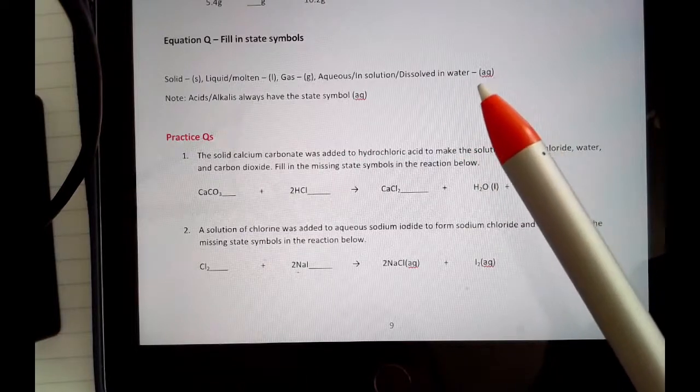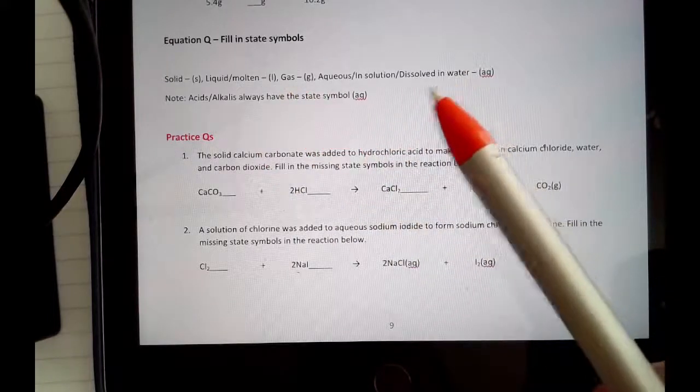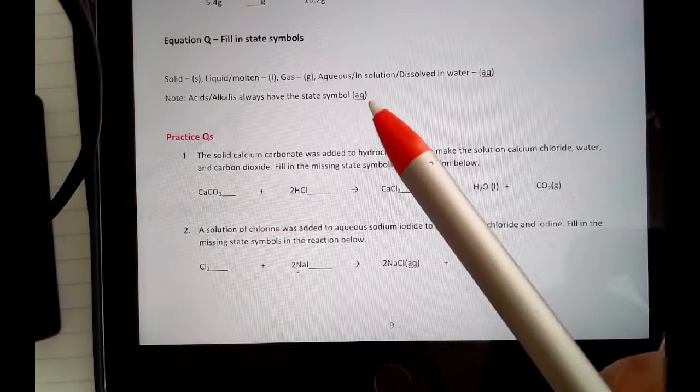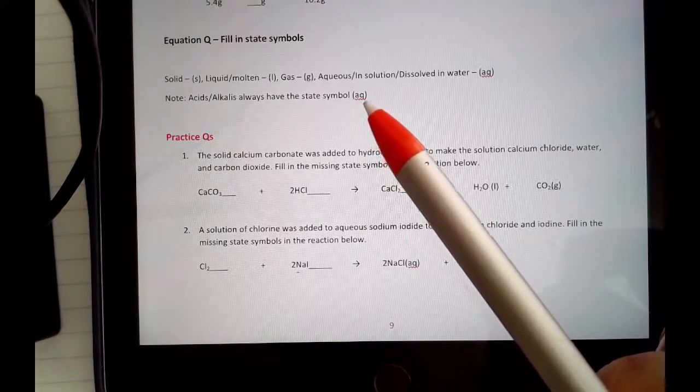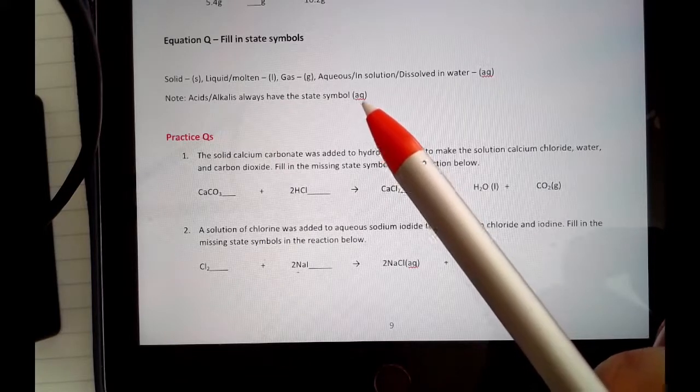And then for AQ, if they use the word aqueous, solution, or dissolved in water, you will use the state symbol AQ. Sometimes they'll tell you if something's a solid, a liquid, or a gas. Sometimes they'll expect you to know. In the case of acids or alkalis, they will always have the state symbol AQ. So if you're told you've got an acid, you're expected to know that the state symbol is AQ. Similarly, with an alkali, you're supposed to know it's AQ.